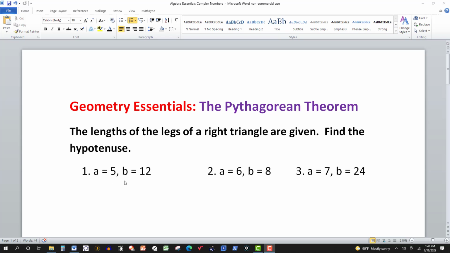So here you're given the legs, or two sides, of the right triangle, and you're supposed to find the third side, or the hypotenuse. You can stop the video. They're very basic, see if you can do them, and then I'll come back.